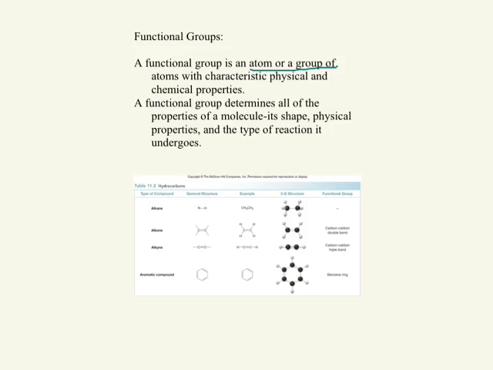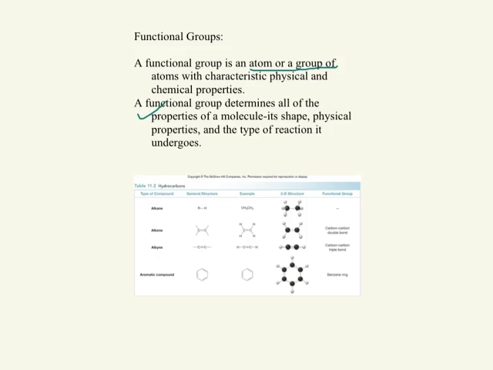Another way of saying it is that a functional group present in a compound determines all the properties of a molecule: its shape, its physical properties, and the type of chemical reactions it undergoes.